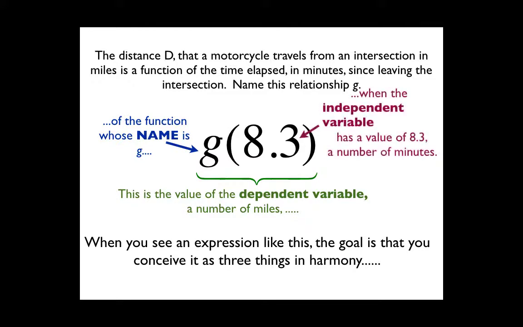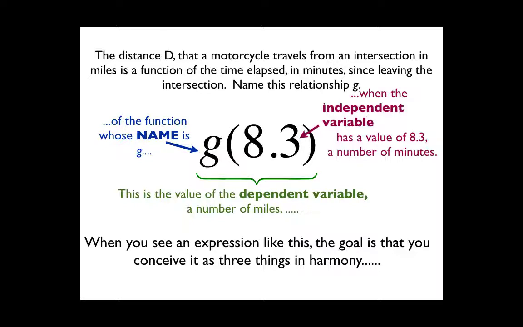This inside the parentheses is the independent variable, which I said this time, just go with it. We'll say that that's the time aspect to this. So this represents the 8.3 minutes. So we've got a dependent variable value, g of 8.3.